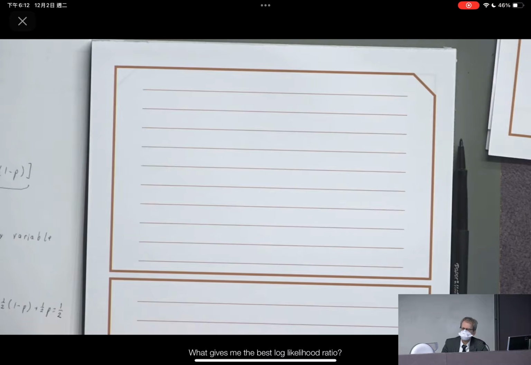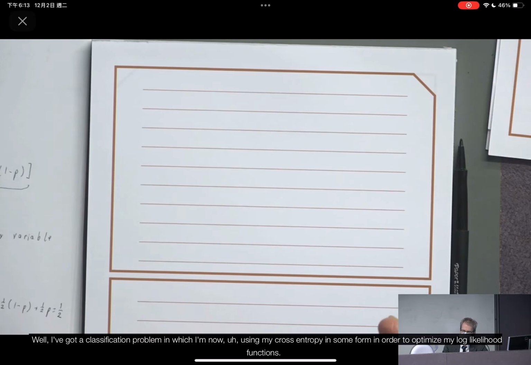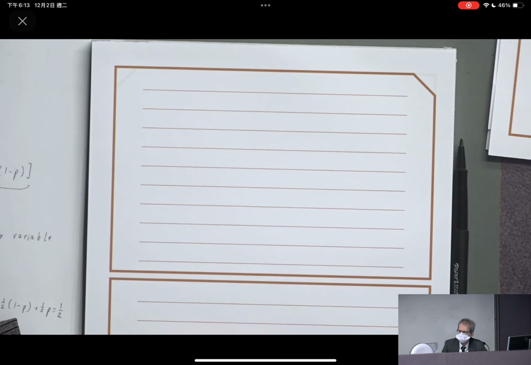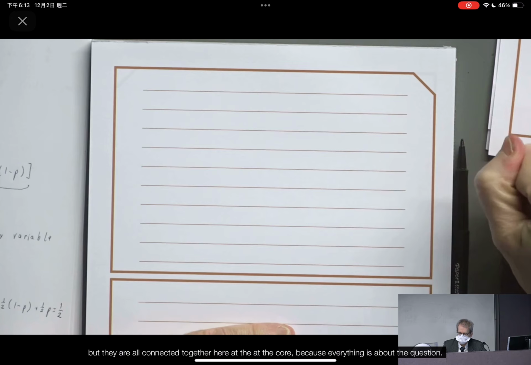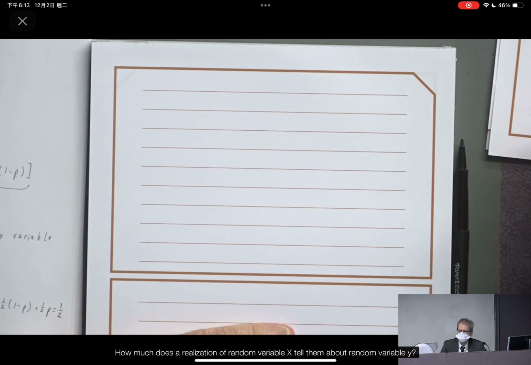What gives me the best log likelihood ratio? And that's the optimum solution for my hypothesis test problem. But that's nothing but saying that I've got a classification problem in which I'm now using my cross entropy in some form in order to optimize my log likelihood functions. And so these are things, as I said, that seem to come from completely different areas, but they're all connected together here at the core, because everything is about the question: how much does a realization of random variable x tell me about random variable y?